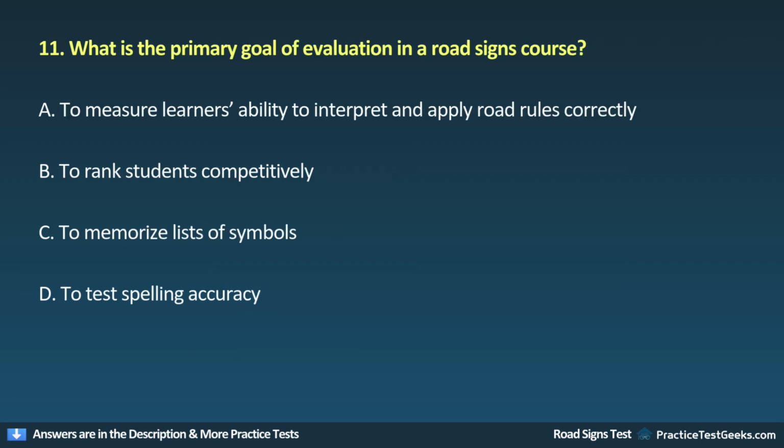11. What is the primary goal of evaluation in a road signs course? A. To measure learners' ability to interpret and apply road rules correctly. B. To rank students competitively. C. To memorize lists of symbols. D. To test spelling accuracy.